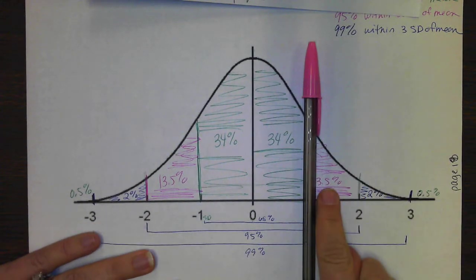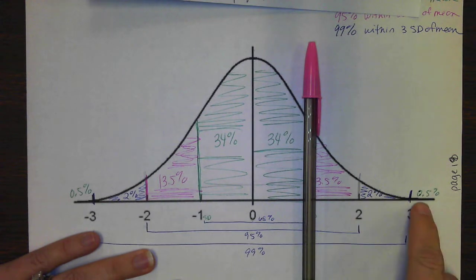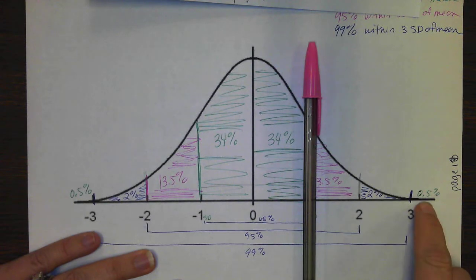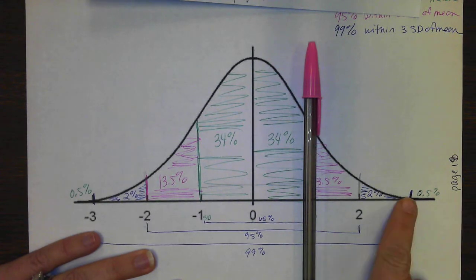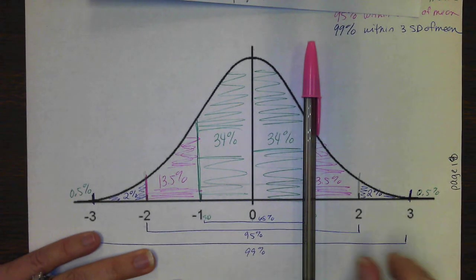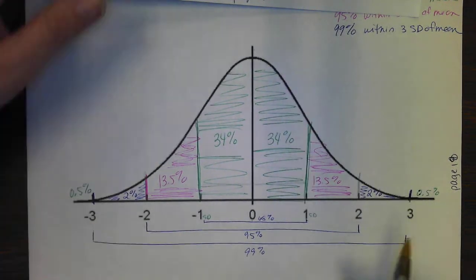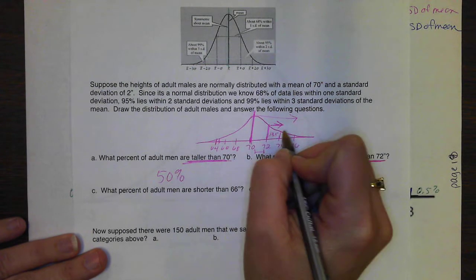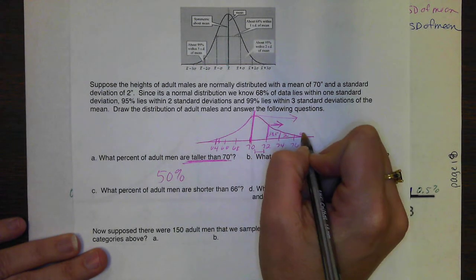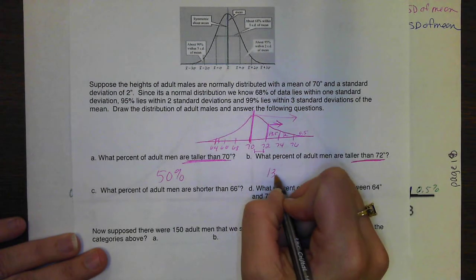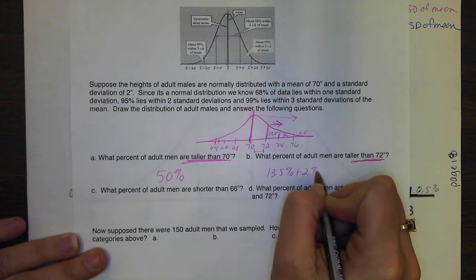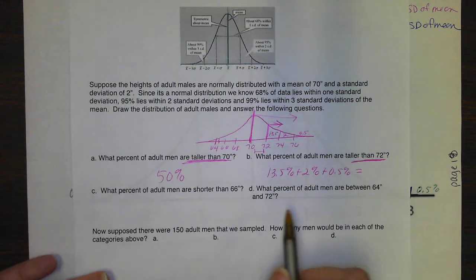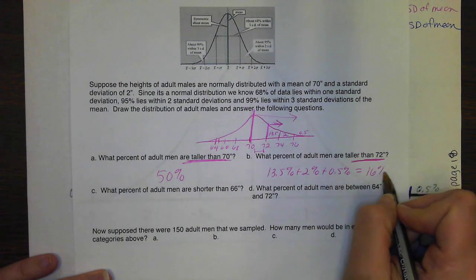So I'm going to take my percentages that are out here and just add them up. So I have 13.5, 2, and 0.5. That 0.5 represents from there on out forever. So taller than 72, right here is 13.5, this piece is 2, and this piece is 0.5. If you go to your calculator, if you're not sure what that is, and add it up, you should get 16%.